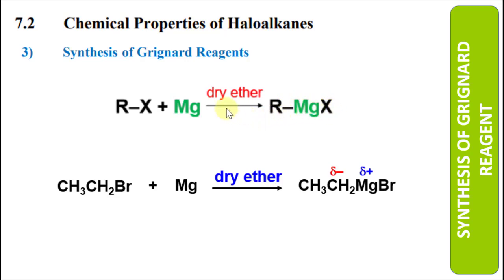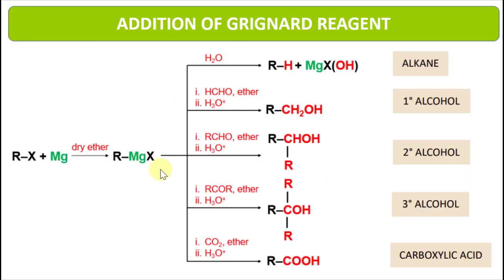Grignard reagents are formed by the reaction between the magnesium and the haloalkanes dissolved in a dry ether. Grignard reagent must be prepared in dry condition. This is because Grignard reagent will react with water to form an alkane. Another use of Grignard reagent is that it can form a primary, secondary, and tertiary alcohol. We will discuss the preparation of alcohols in detail in chapter 8.